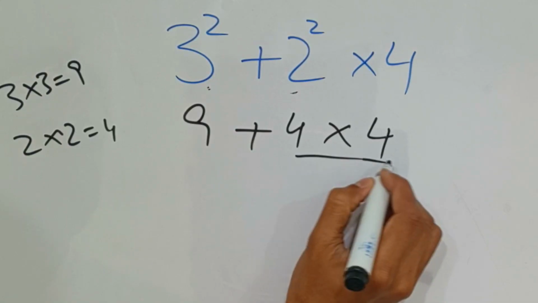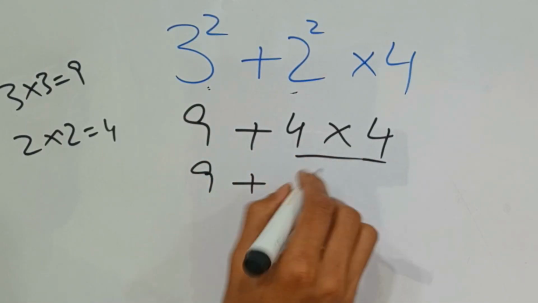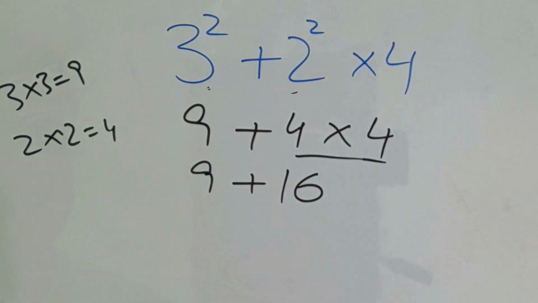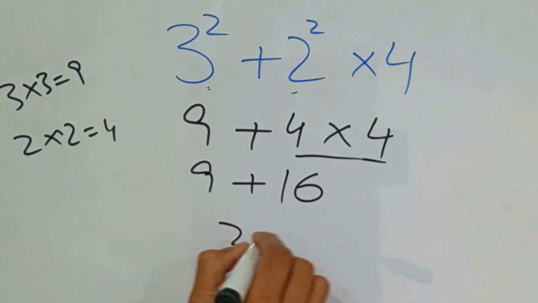multiplication and division before addition and subtraction. 9 plus 4 times 4 equals 16, right? Now 9 plus 16 equals 25.